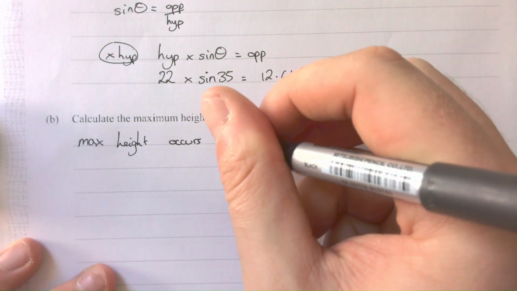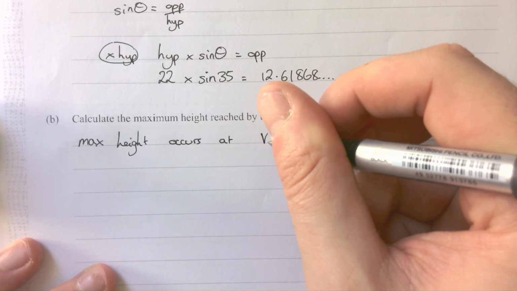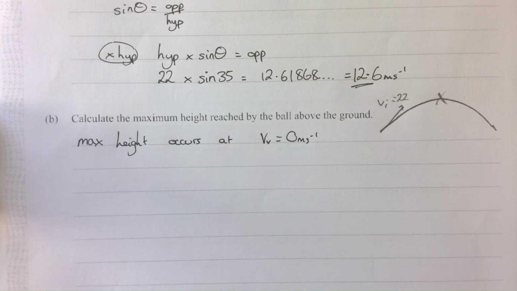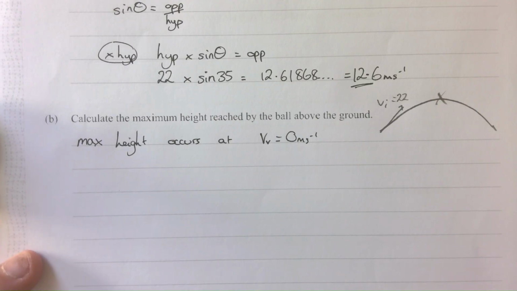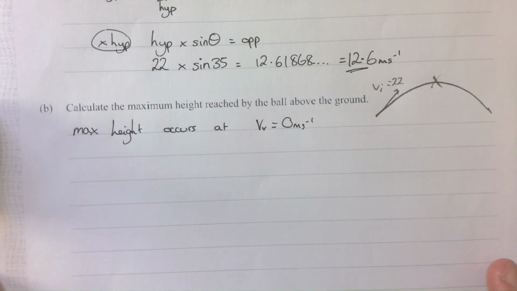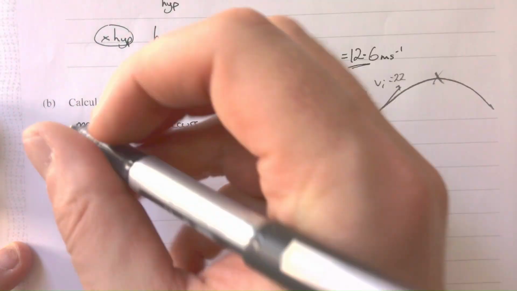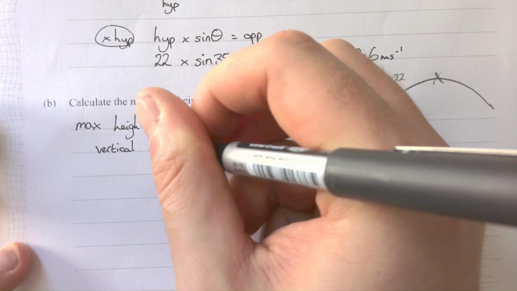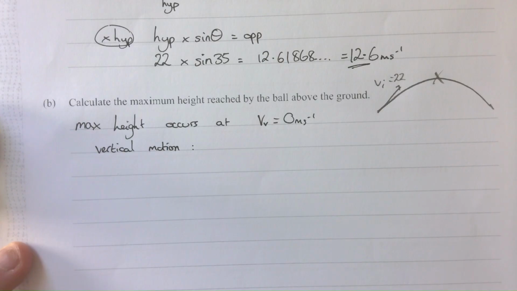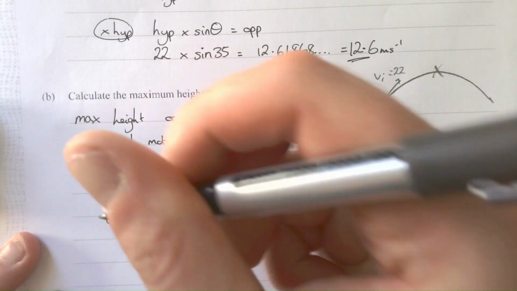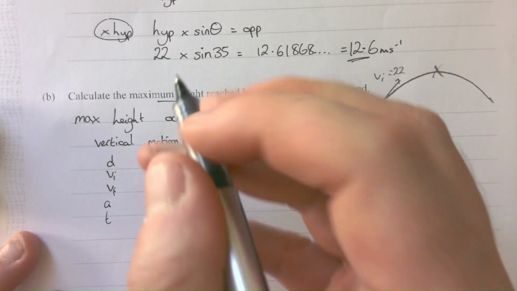Max height occurs at V equals 0 meters per second. Now, because we're dealing with the vertical motion, we're going to have to work out the initial vertical velocity, which is handily what we did in part A. So we do not need to work that out again, but we do know our initial velocity vertically. To save having to write V's next to everything, I'm just going to write vertical motion, just so it's clear to me that I'm only considering the stuff vertically. Then I'm going to use my trusty 5 letters laid out, where my maximum height is my distance.